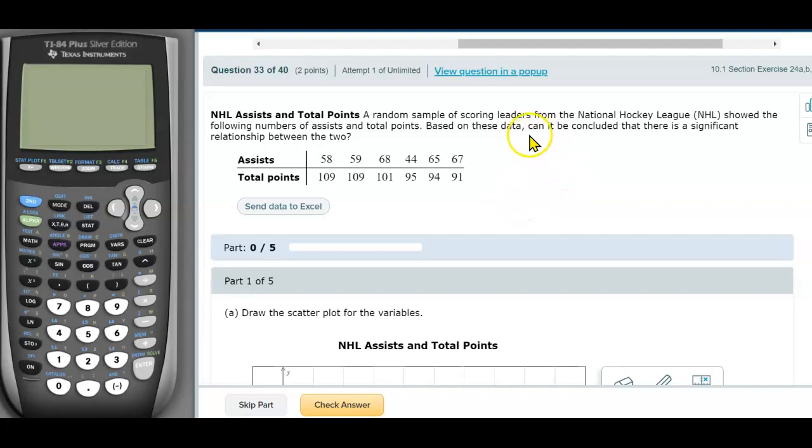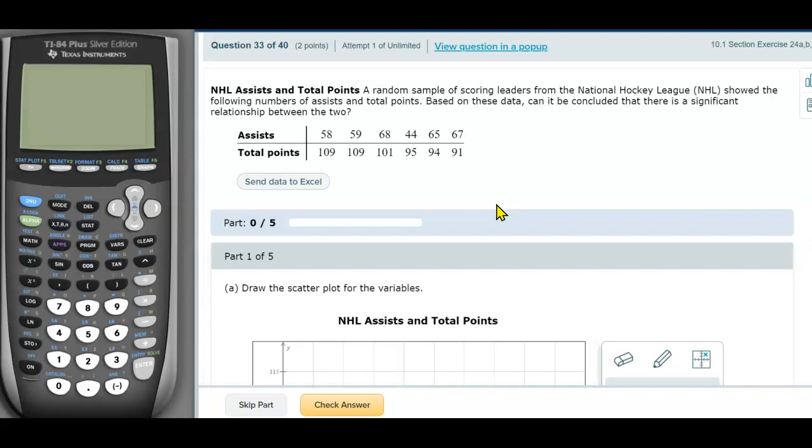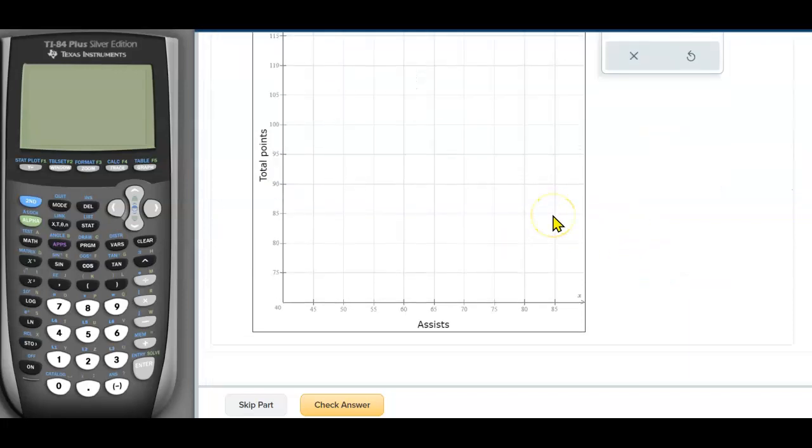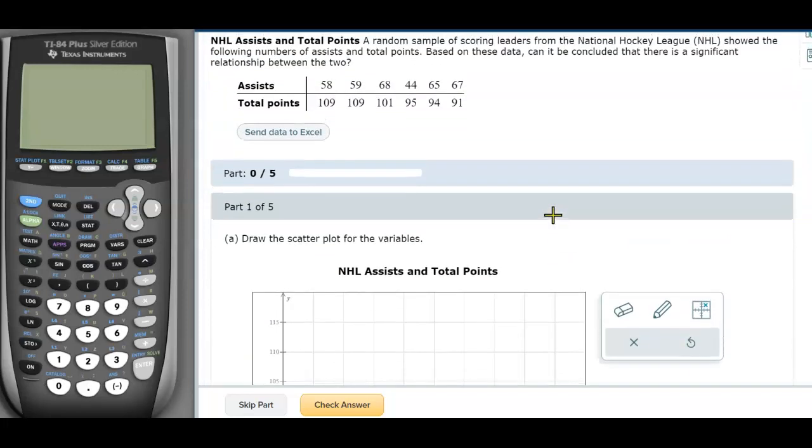Okay, so according to some data from the National Hockey League, we suspect there is a relationship between the assist points and the total points, right? In order to have an idea whether there is a relationship or not, we need to do the scatter plot. And that's the first question, all right? You want to draw the scatter plot.